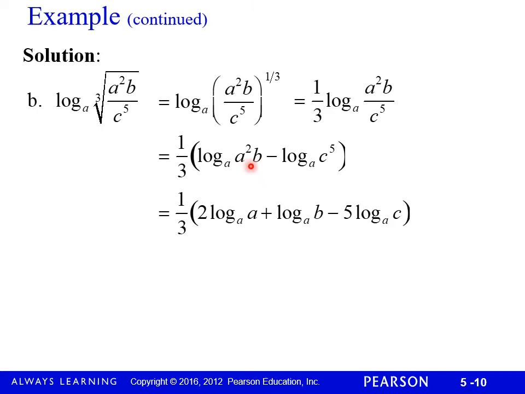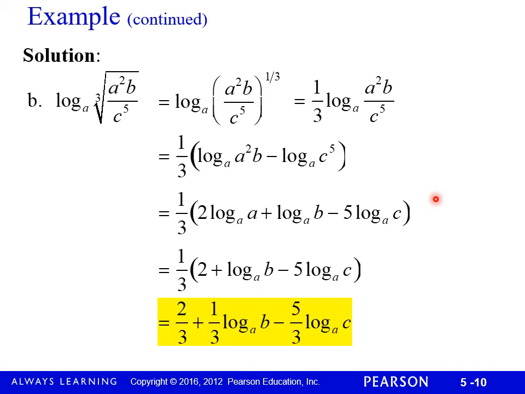Then I can separate the first log into factors. This is the log of a plus the log of b. But a has a 2 as a power, so I can bring that in front. 2 log a plus log b minus 5 log c. So here I've done the product rule and the power rule twice. Now I need to distribute the 1/3, and so I get 2/3 plus 1/3.